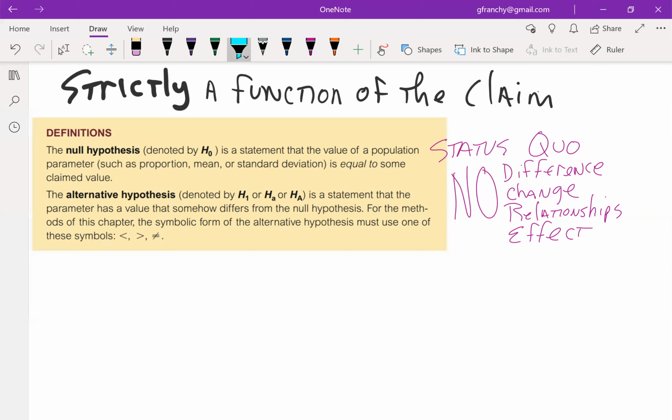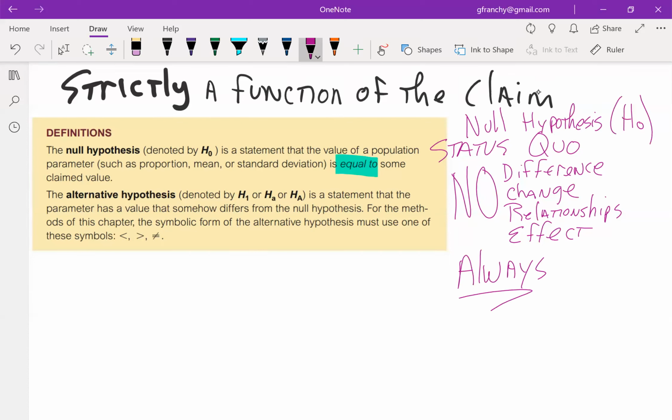And the fact that it has the equal case. So the null hypothesis, which after seeing us write it out, you understand why we abbreviate it. It always has the equal case, no exceptions.